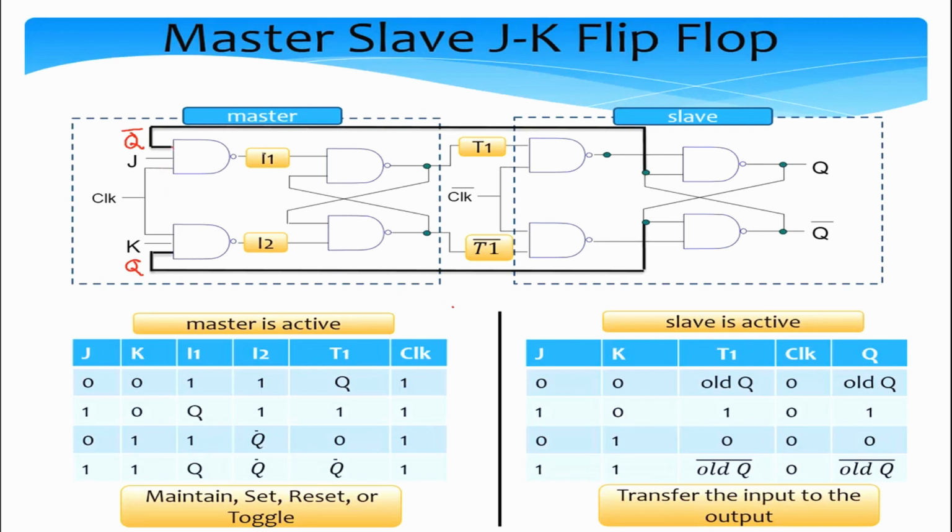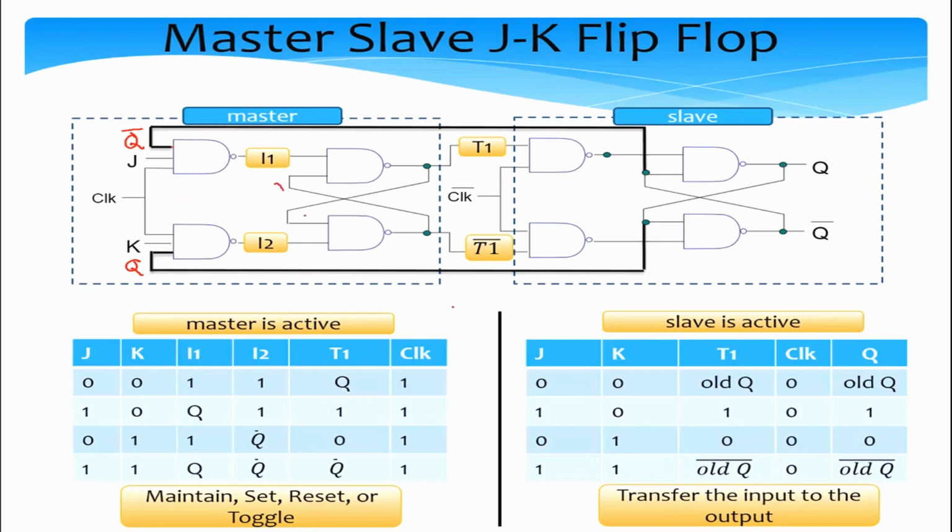The inputs are Q bar for the first NAND gate that takes an input J. And so the inputs here are called J and K, not S and R, but J and K. So the input where the J is coming, the other input is Q bar, and for K, the other input is Q. That's all. And the third input is the clock.